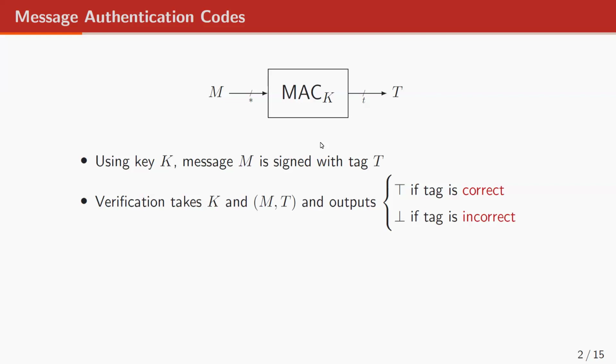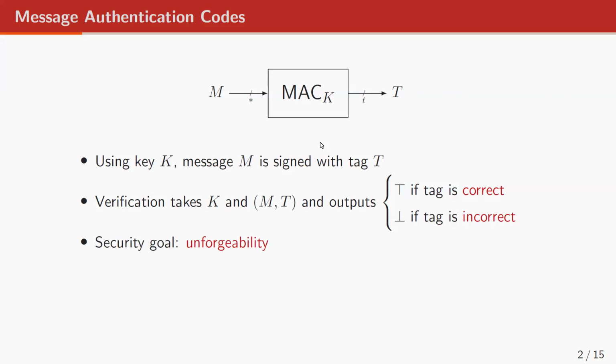What's the goal of a MAC function? A MAC function typically signs or authenticates a message. And a verification function takes also the key, and then it gets as input the message and the tag, and it outputs typically the top value if the tag is correct, and the bot value if the tag is incorrect. What security do we typically want?